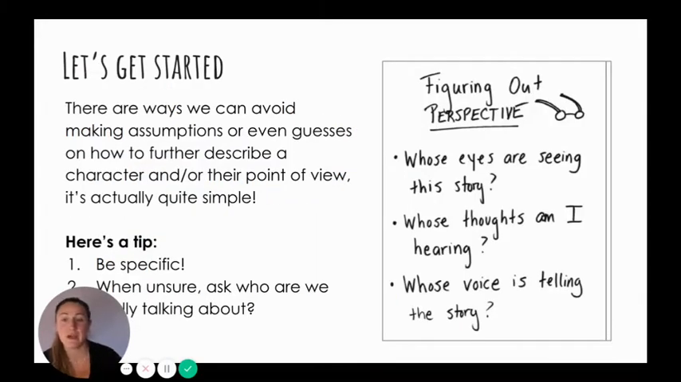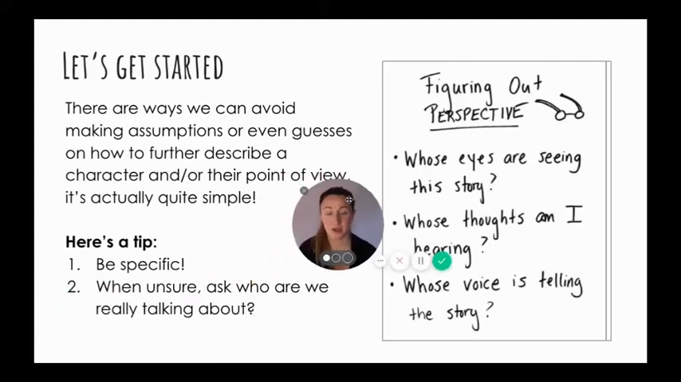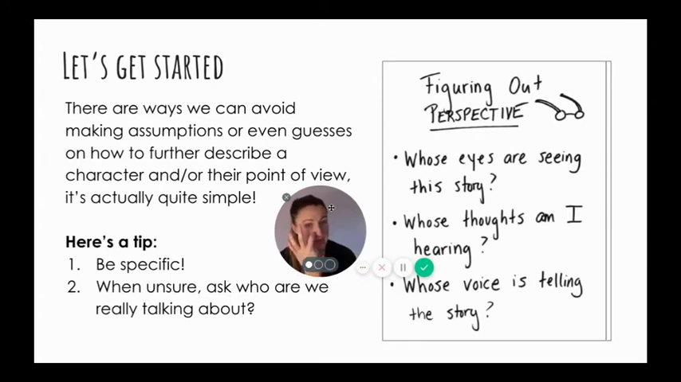So let's get started. There are ways that we can avoid making assumptions or even guesses on how to further describe a character and their point of view, and it's actually really simple. A tip that I want to give you is that when you're discussing a character, you just need to be specific. And when you're unsure, you just say, okay, who am I actually talking about? To continue with that, if you're unsure who's telling the story, which I think all of us are able to figure out, we can start thinking about perspective. Whose eyes are seeing this story? Whose thoughts am I hearing? Whose voice is telling the story? So, when you are considering perspective, these are just some tips you can think about as we're working.